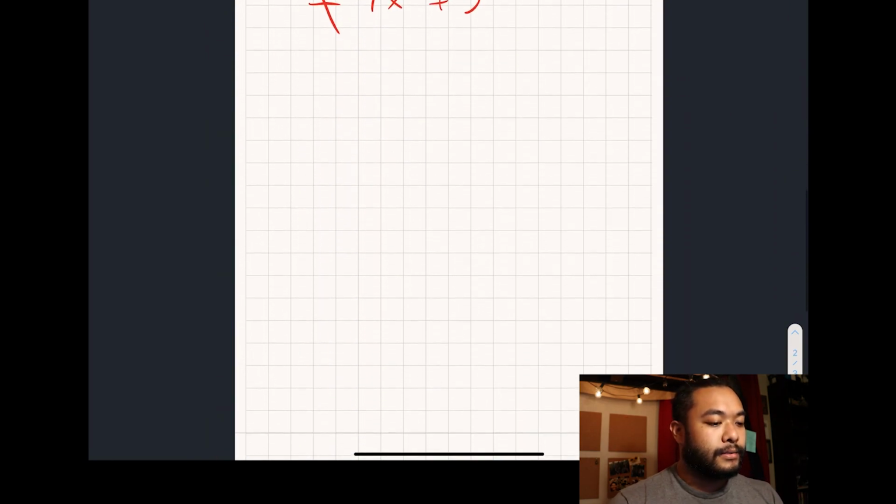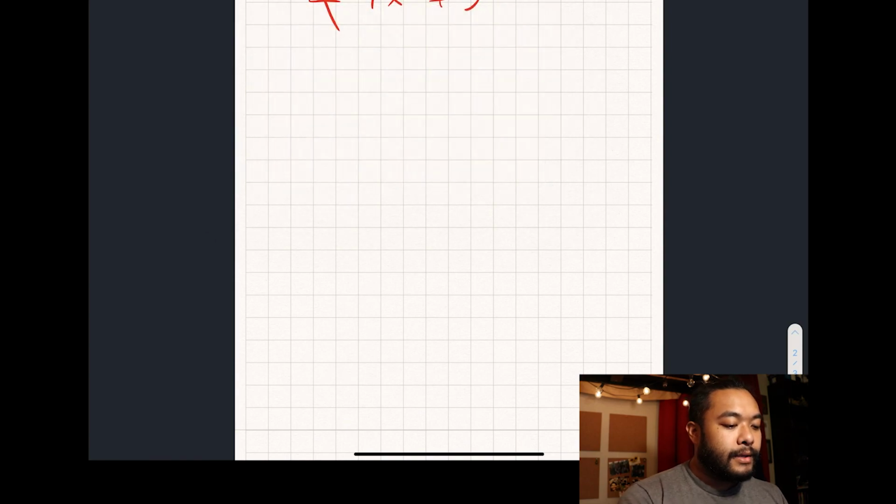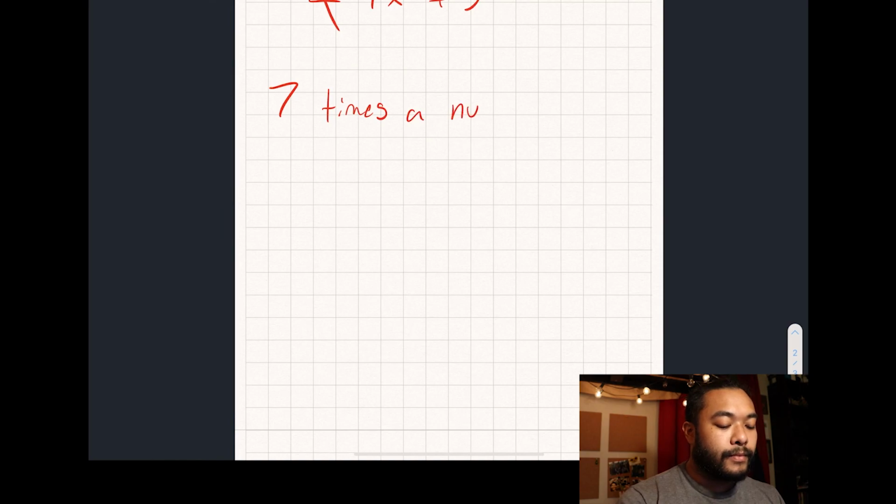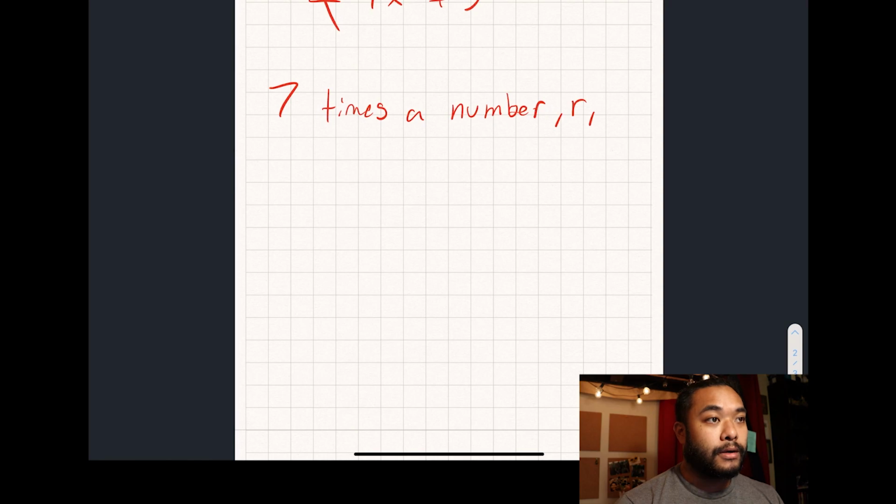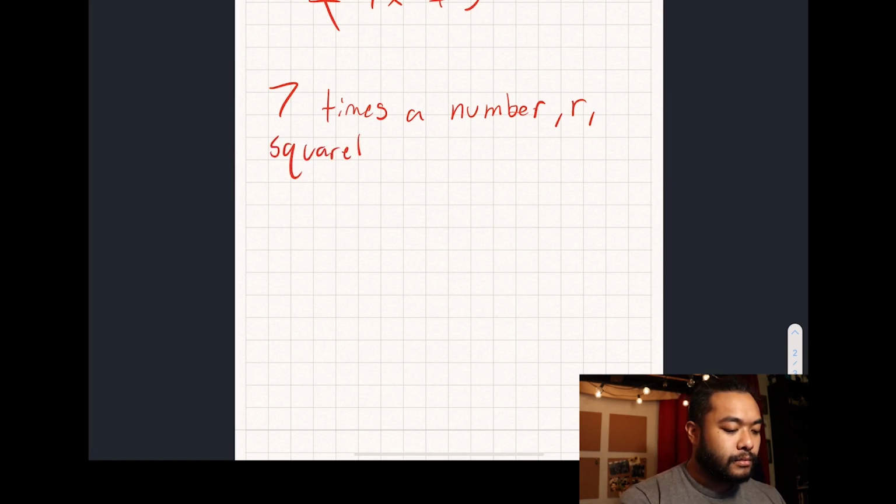Another might be 7 times a number. Let's call that number R. 7 times a number, R, squared. Let's square it even, just so that we see that. Is 5 times the difference.